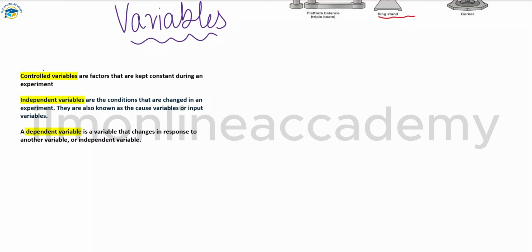So it's important to control all the variables except for the independent one, so that it allows you to measure the dependent variable or the results, and also determine which factor is causing the effects which are observed.